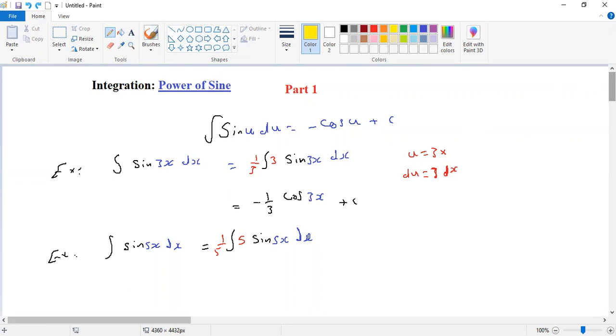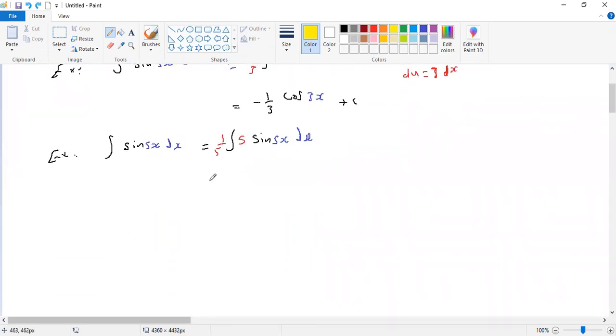Why multiply by 5? Because of the derivative of 5x. Now what is the answer? The integral of sine u du, with the derivative of 5x being 5, gives minus cosine u. What about the 1 over 5? It is outside of the integral because it is constant. Plus c. Another example.